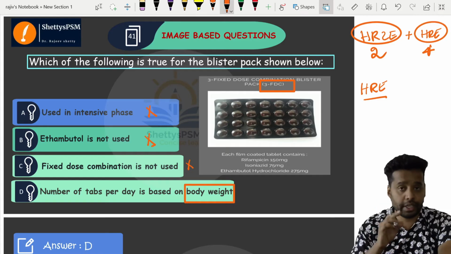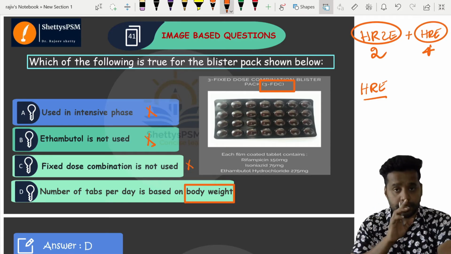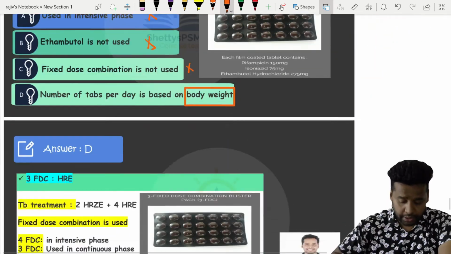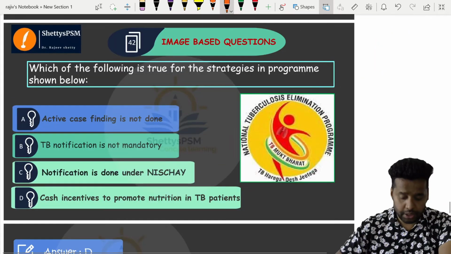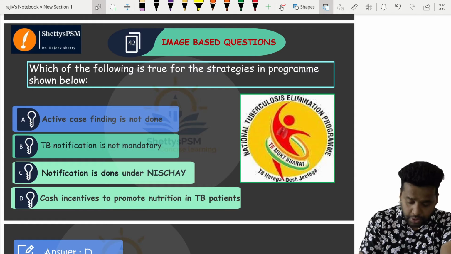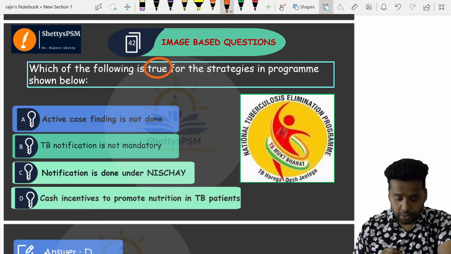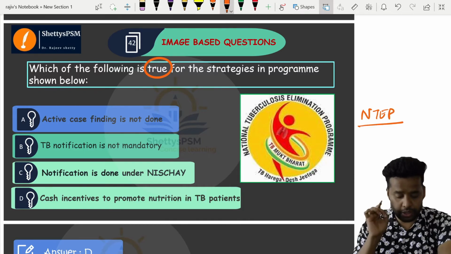How do you manage a case of TB? Daily regimen, 6 months, 2 plus 4. Ethambutol is also used in the continuation phase. Which of the following is true for the strategies shown below in the program? It is the National TB Elimination Program logo that I am showing.